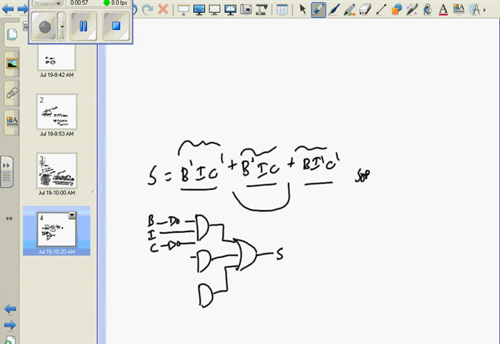We have then a B', I, C, and a B, I', C'. So there's our circuit diagram.